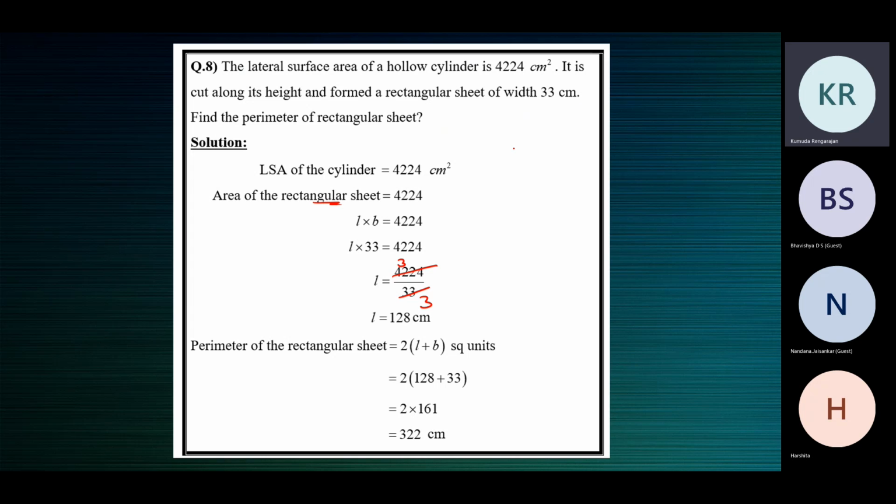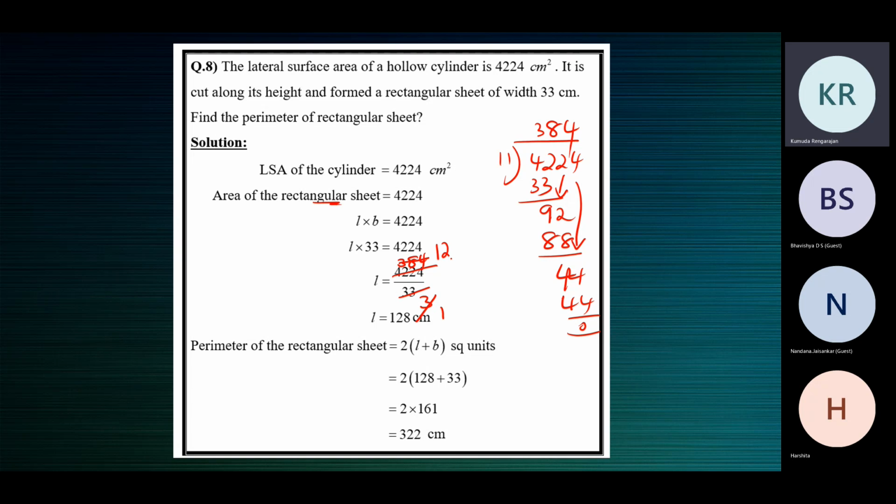What's the remainder? 4224. 11 threes are 33. So 9 is the remainder. 2 comes down. So 11 eights are 88. 4 is the remainder. 4 comes down. 11 fours are 44. 0. So 384 times. Again, you can simplify 3 and 384. 3 ones are 3, 3 twos are 6, 3 eights are 24. Like that, children.